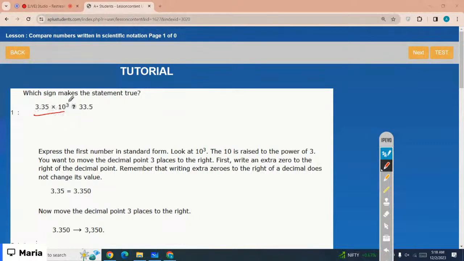3.35 times 10 exponent 3, that exponent of 10 is 3. You need to move the decimal point 3 places right. You have only 2 places, so you can add another one, that would be 3.350. When you move the decimal point 3 places, that is 3350. So you have to compare, so obviously 3350 is greater than 33.5.